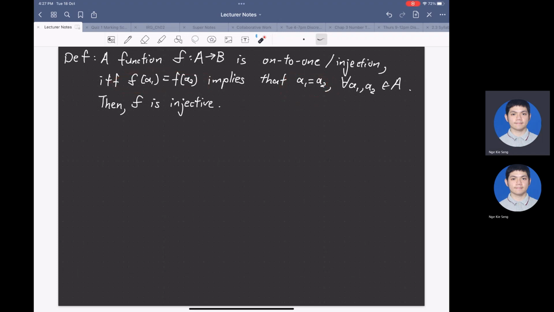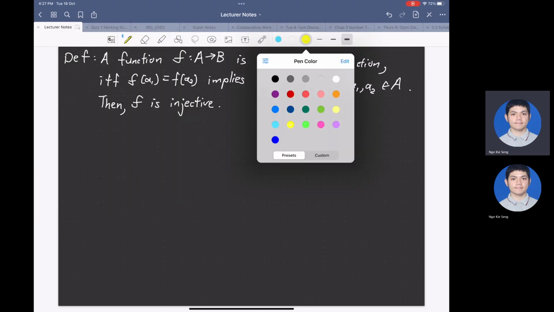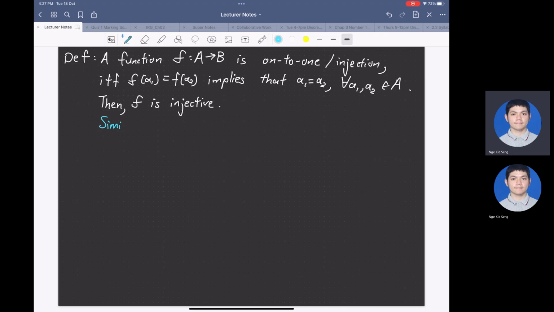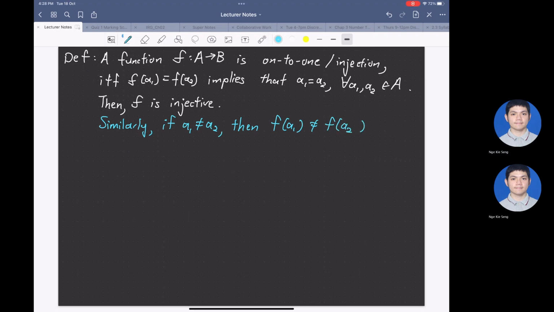So to check one-to-one, there are two ways to check. One way is to assume f(a1) equals f(a2) implies a1 equals a2, or you start with a1 not equal to a2, and then you show that f(a1) is not f(a2). Okay. So let's see an example. So let me jot down what I said just now. Similarly, if a1 not equal to a2, then f(a1) not equal to f(a2).